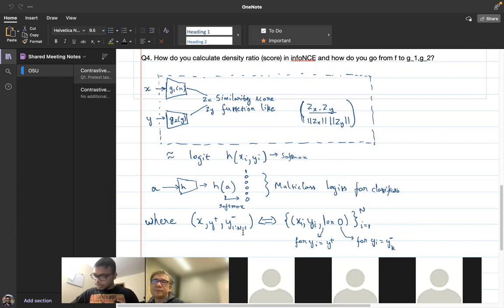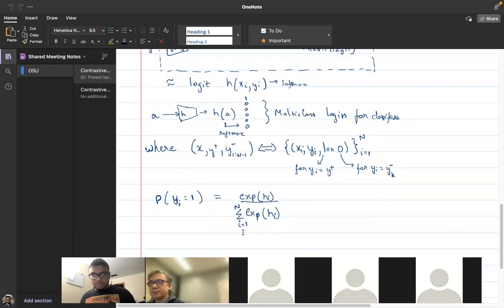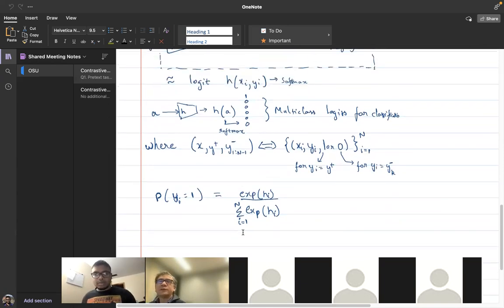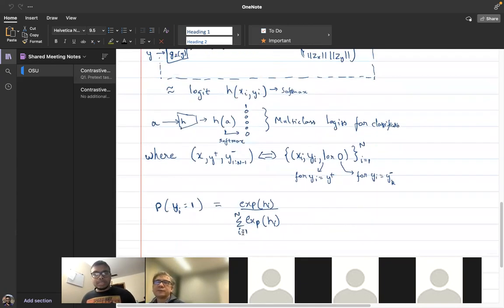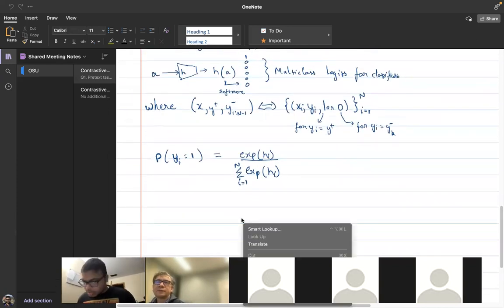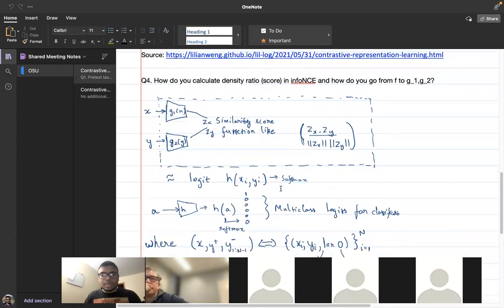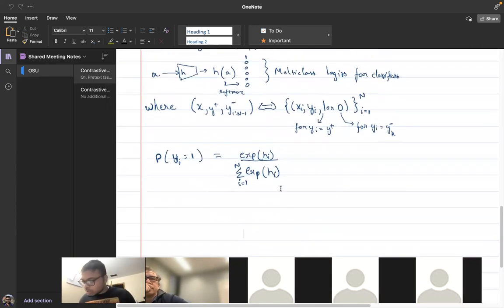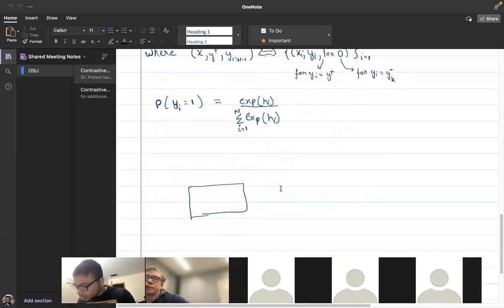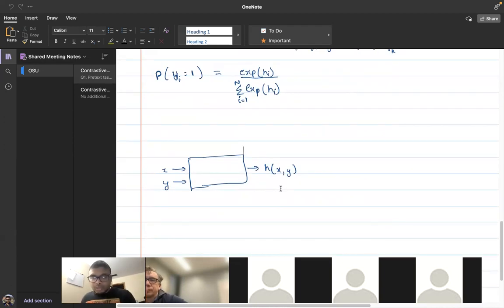I understand the question. What do the classes represent here? I'm not going to copy this entire thing, I'm just going to make a little box. The basic idea is that you have two inputs to calculate this logit, x and y, and you get a logit score h(x, y). And your question is, what does that multi-class represent in the contrastive learning case?